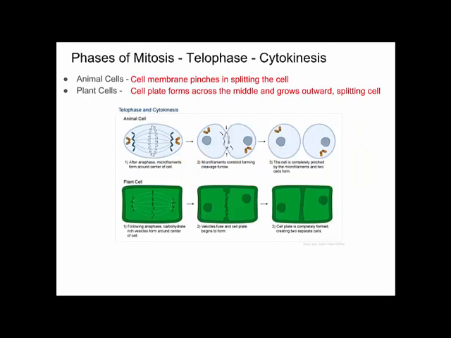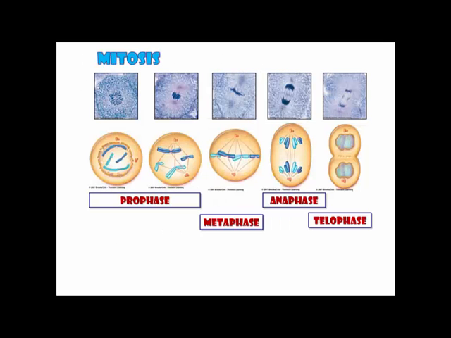So again, just an overview: prophase, metaphase, anaphase, telophase. A saying sometimes people use to remember is, I push mom's angry tiger carefully. Interphase, prophase, metaphase, anaphase, telophase. I push mom's angry tiger carefully.